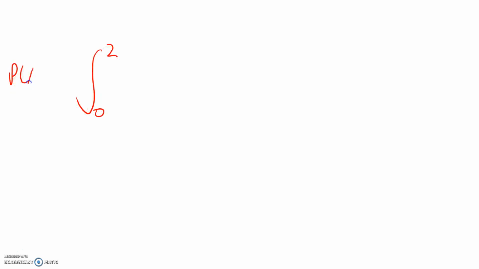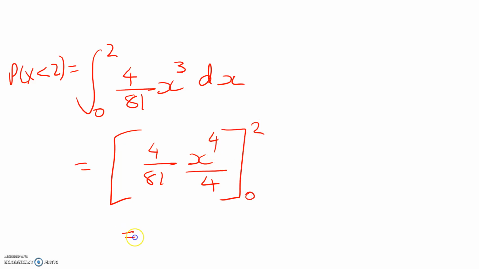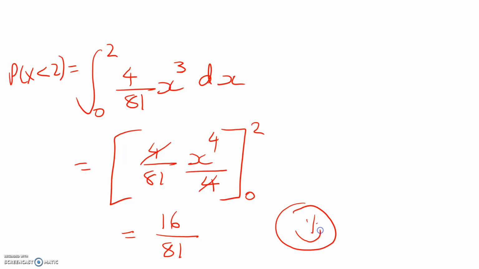So the probability that x is less than 2 is equal to this. So we're going to get 4 over 81, x to the power of 4 over 4, evaluated at 2 and 0, which gives me 16 over 81. And then you can work that out as a decimal. And that's it, we're done.